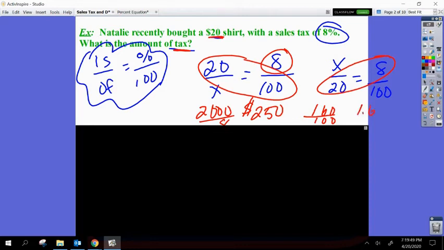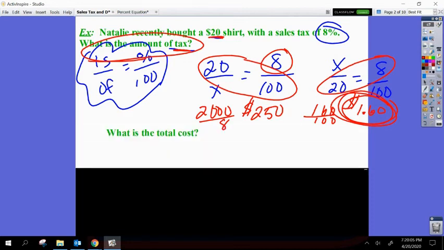Now, 1.6 seems like it doesn't make sense until you realize, oh, we're talking about money, and in America, we go to the hundreds place. So it's $1.60. The question asks, what's the amount of tax? In this case, the amount of tax is $1.60. Now, that's not what you're going to pay. You're not going to give the cashier $1.60 and walk out.